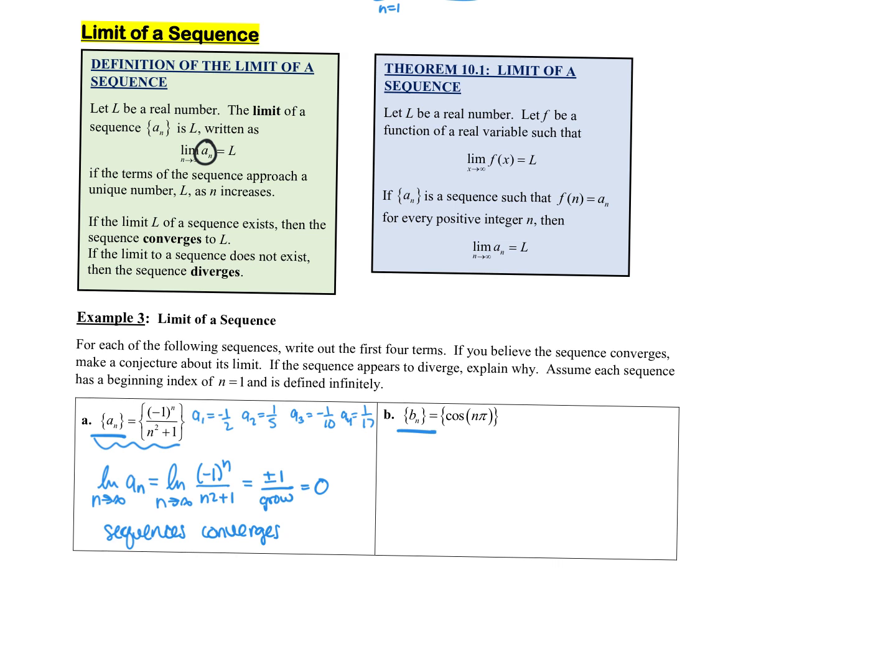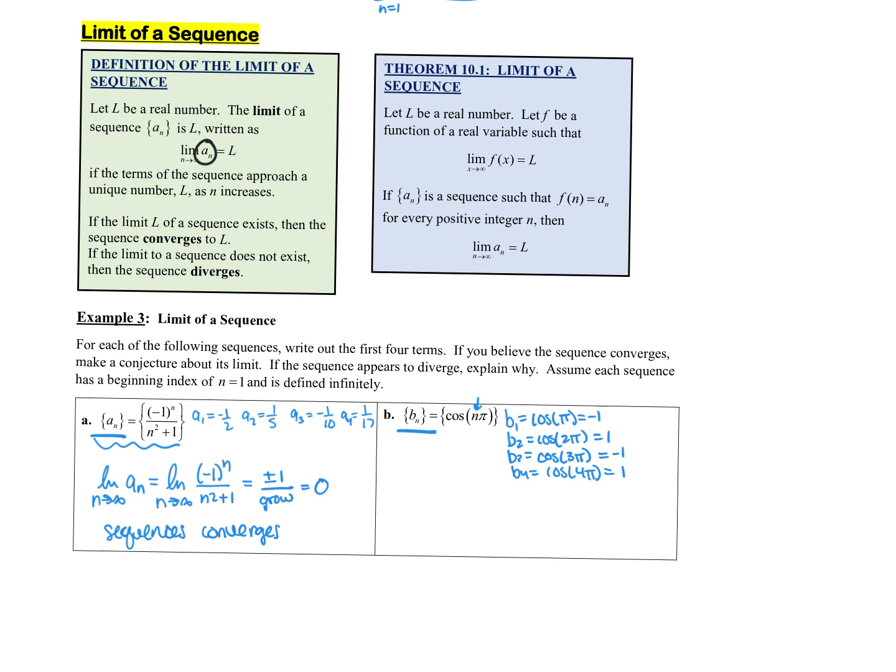This sequence over here, let's look at the first couple terms. We'll actually do this one out because it's an important one. So the first term, cosine of 1 pi, or just pi, will be -1. Second term, b2, cosine of 2 pi, we're just plugging in the values for n, will be 1. b3, cosine of 3 pi, back around to the other side of the unit circle, so -1 again, and then b4 will be cosine of 4 pi equals 1. So this sequence is literally just the numbers -1, 1, -1, 1, -1, 1.